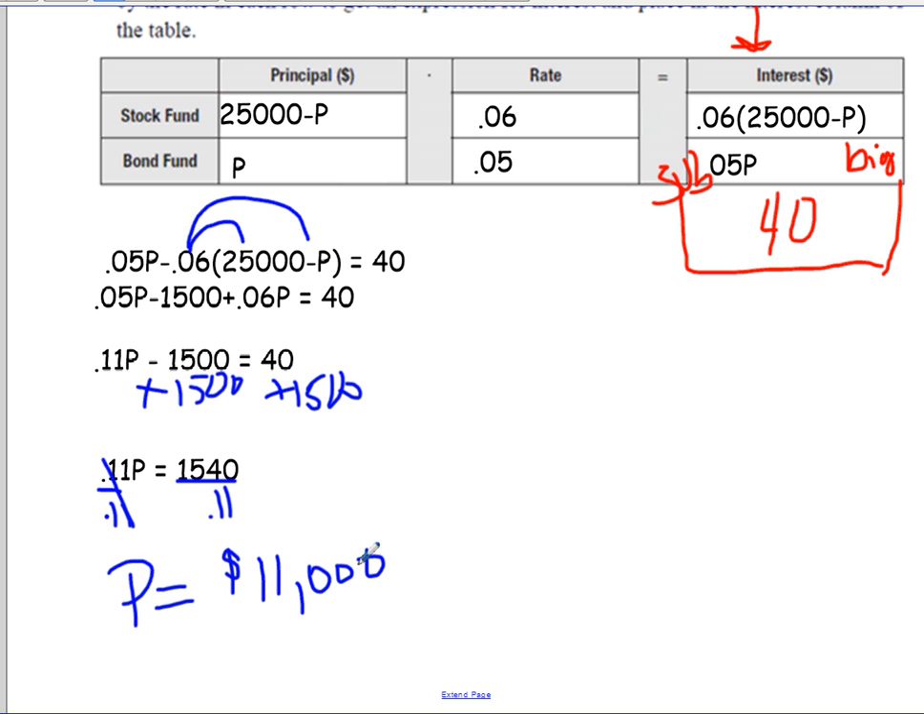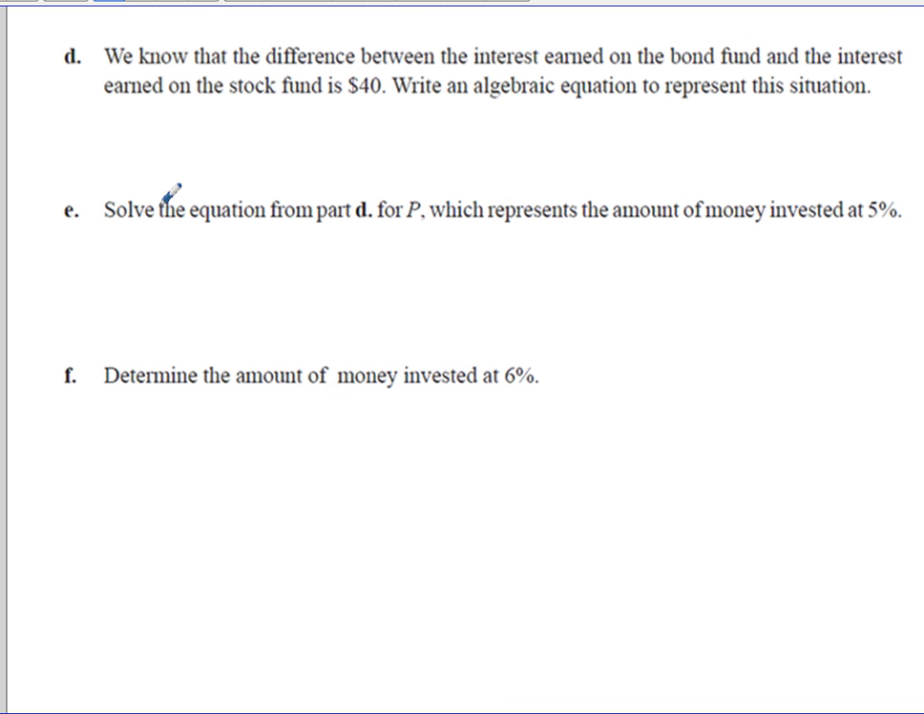Oh, I'm sorry, $14,000. I was looking at the answer for the other one, which is what we get when we subtract. So again, P equals 14,000, and then we can subtract to get the stock fund, but we'll wait and do that last step when we fill out our questions.